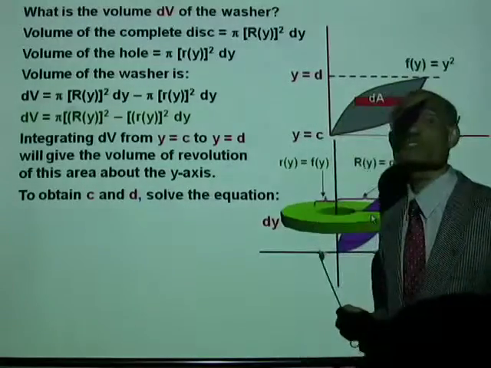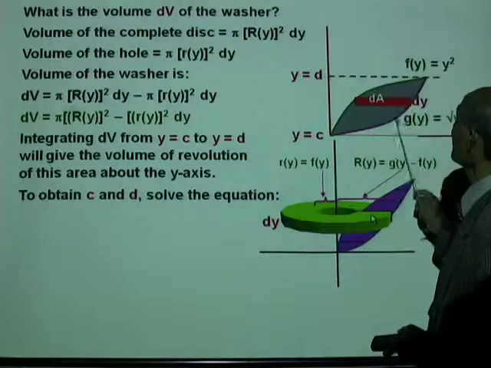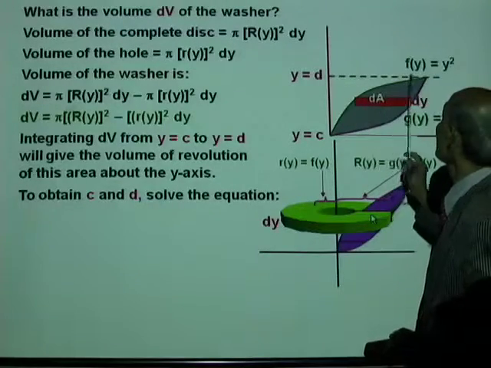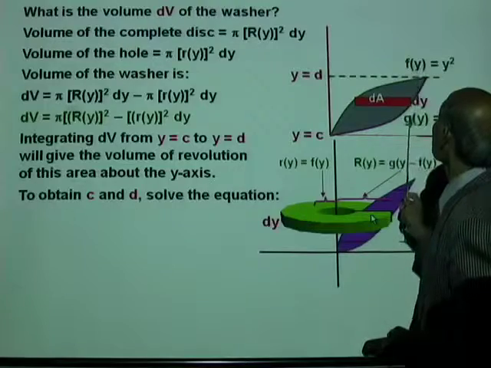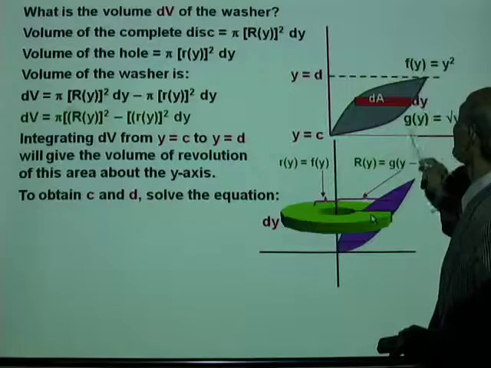And how do we obtain C and D? C and D can be obtained by setting f of y equal to g of y. Let's do that in this case. What are the points of intersection?